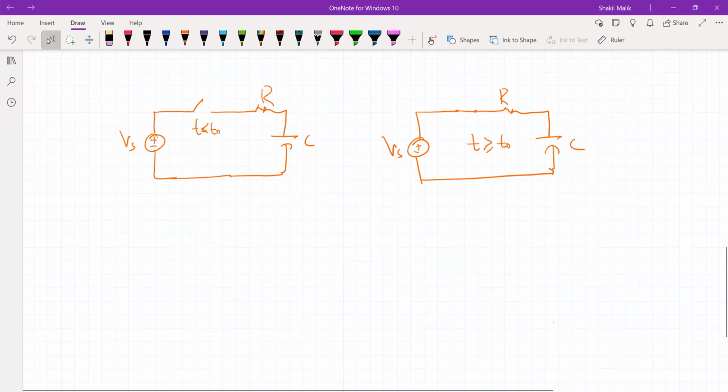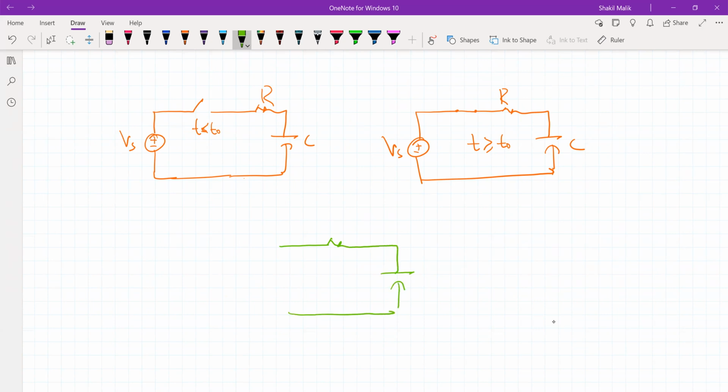Now what we can do, we can combine these two circuits in a single circuit like this. We can have this R and C now connected to a source, which is V of S, U of t minus t naught. All right, so this is R and this is C. Now when t is less than t naught, we know that this u of t is 0, means this source voltage is 0. That is same as this circuit. When t becomes greater or equal to t naught, u of t is 1. So this is same as V of S, and that is same as this circuit.